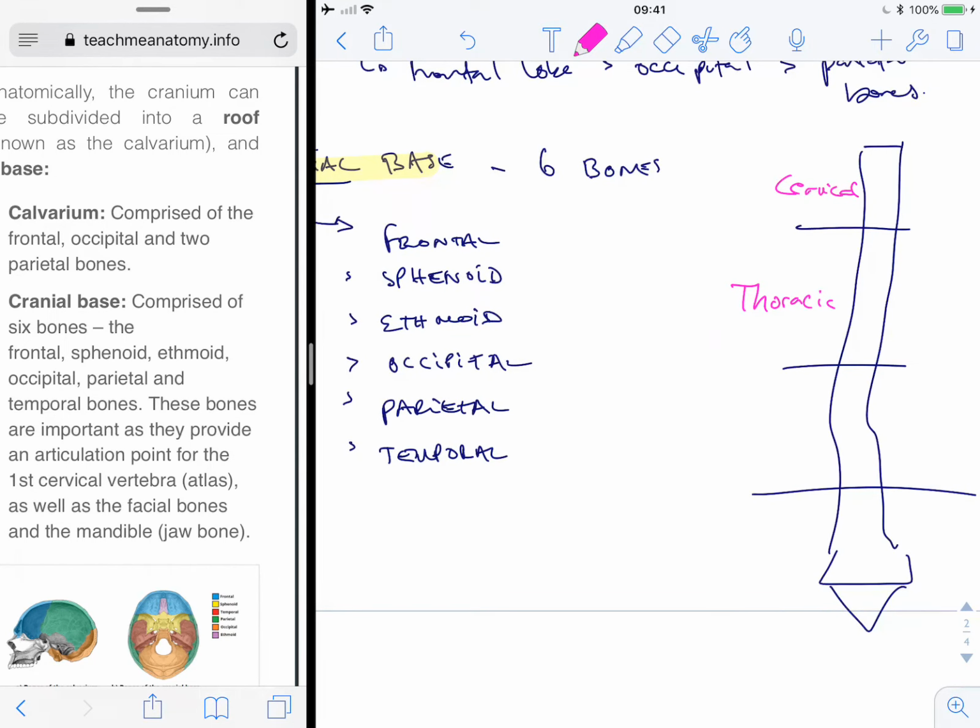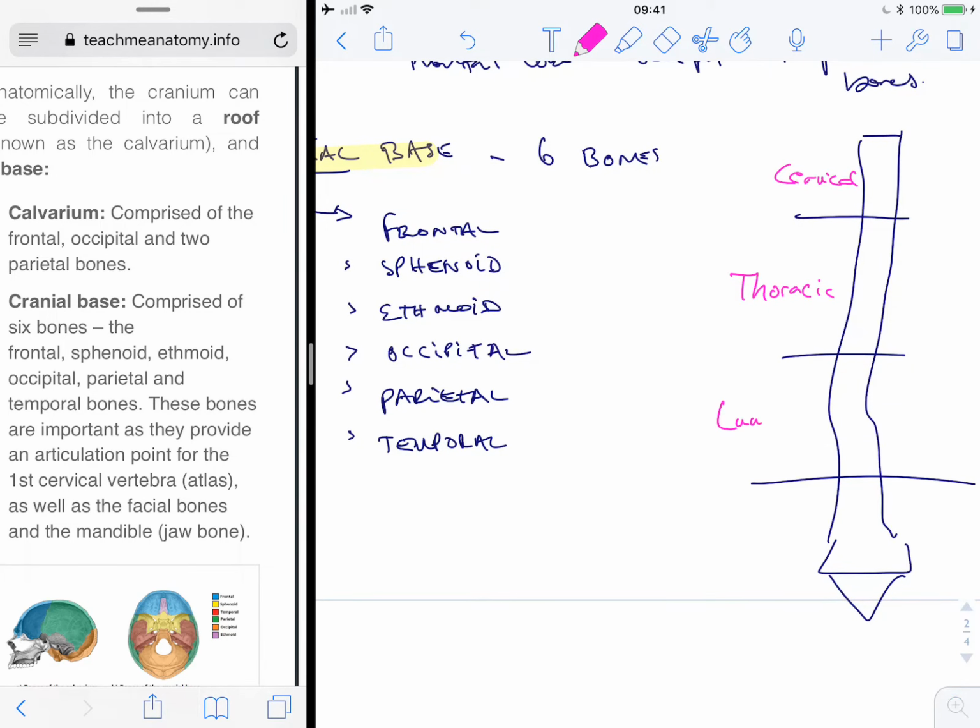Part of your thorax, that's most of your chest, moving down into your lumbar region, which I think most people would probably have at least heard of, like a lumbar puncture, which is what women sometimes have when they're giving birth. I think most prefer it. Lumbar.